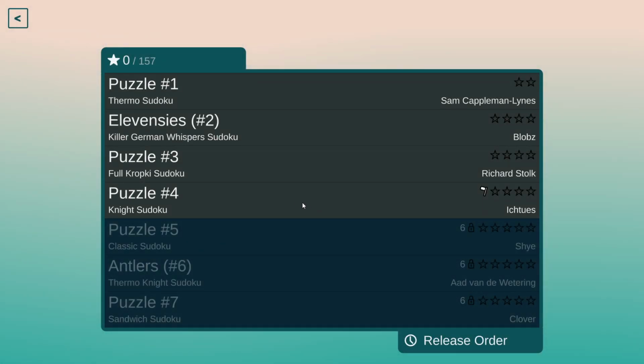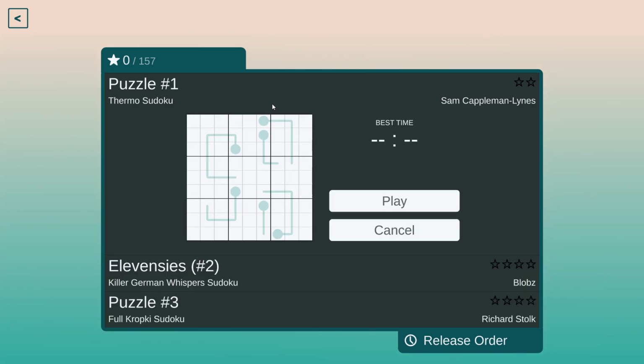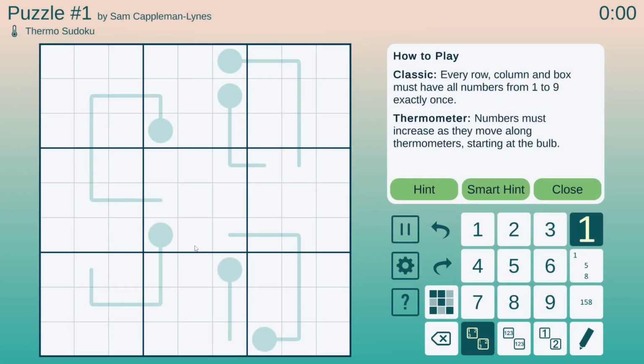Let's see, what should we play? Yeah, it's a killer. Let's look at a Thermo. I haven't done a Thermo in a while.